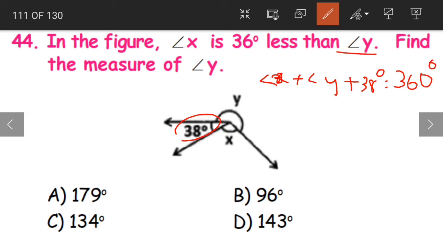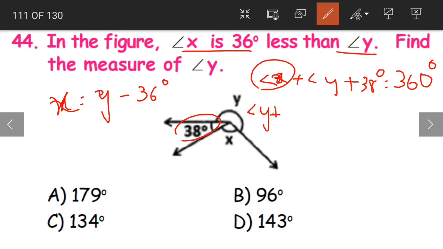Now what is the relationship between x and y? X is 36 less than y. Is this correct? X is equal to y minus 36. So instead of x, what I'll write? Angle y minus 36 degrees plus, we are already having our angle y, plus this 38 degrees is equal to 360 degrees. Understood, children? We are solving this equation here.